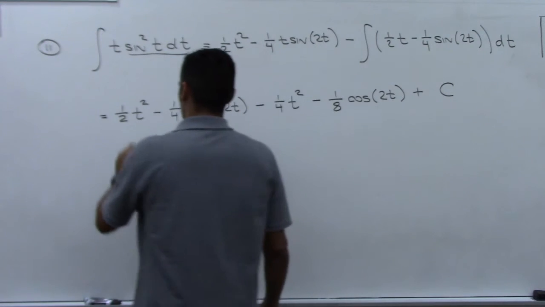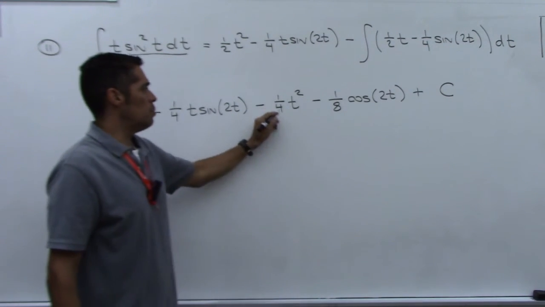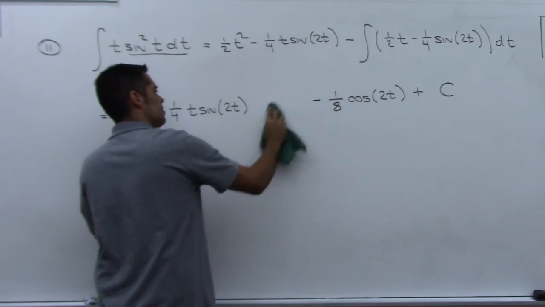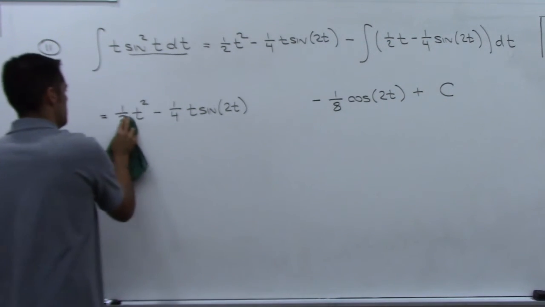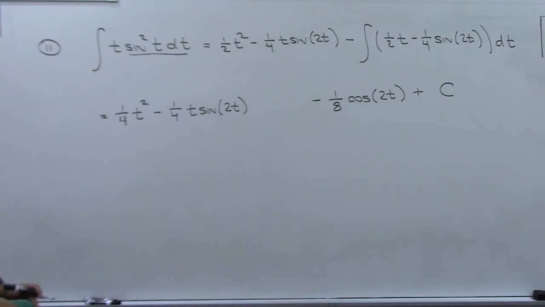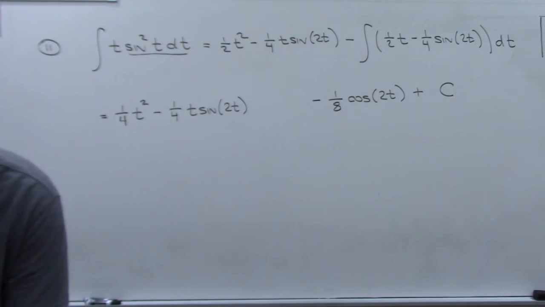And we can put the 1/2 t squared minus 1/4 t squared, that just becomes a positive 1/4 t squared. And then all of that. All right, what number was that? 11?